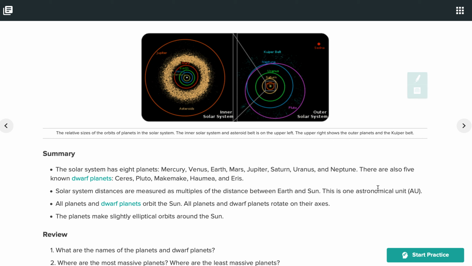The solar system distances are measured in multiples of the distance between the Earth and Sun. This is one astronomical unit, or an AU. All planets and dwarf planets orbit the Sun. All planets and dwarf planets rotate on their axes. The planets have slightly elliptical orbits around the Sun.